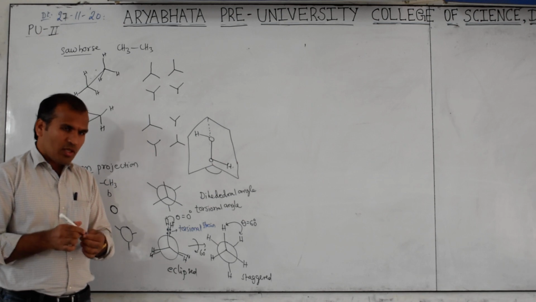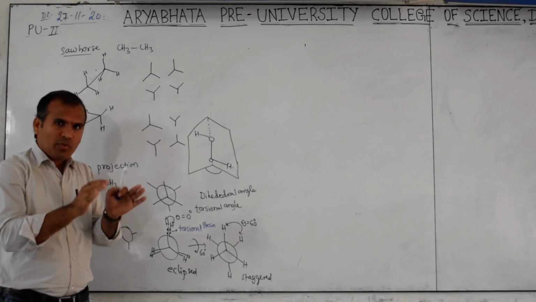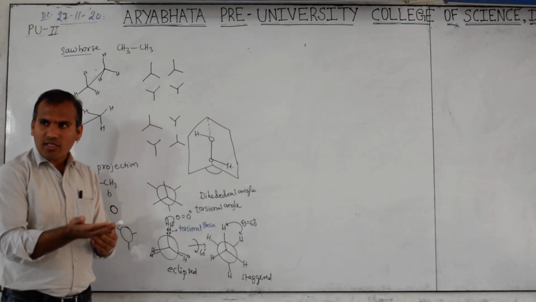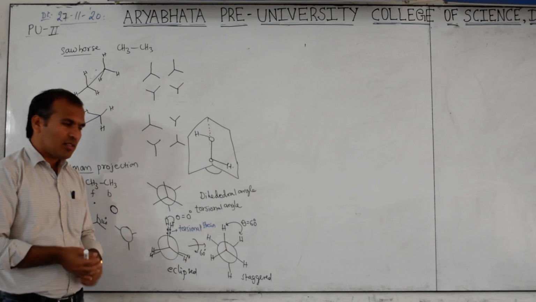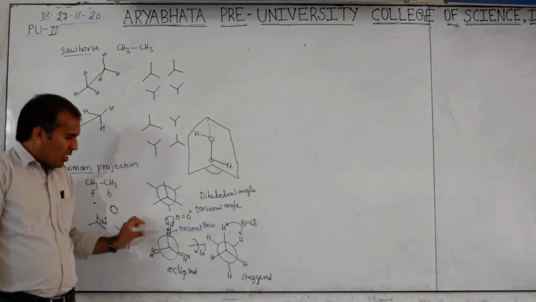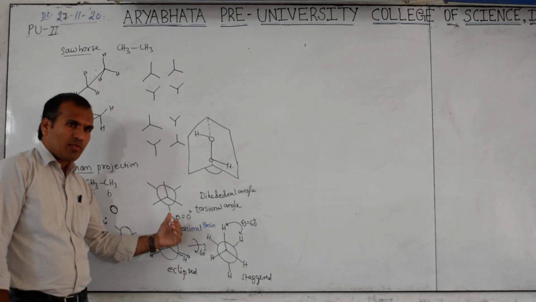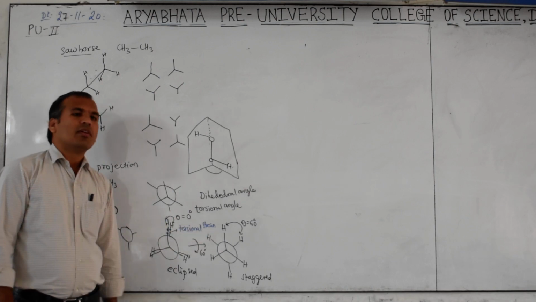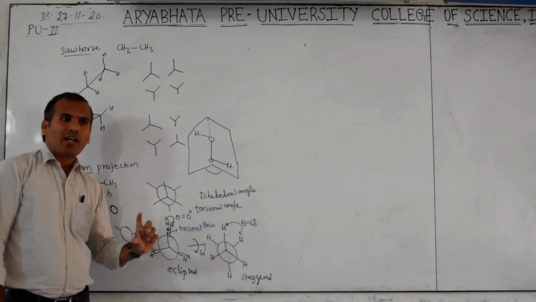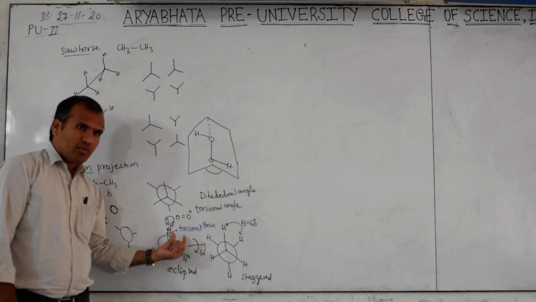Why does energy increase? To stabilize that, we have to use some extra energy, because there is already repulsion. To stop that repulsion, we have to use some energy. Then energy automatically what happens? Increases. So this is called torsional strain. Torsional strain means what is that? The bond pair of electrons in the front carbon and back carbon, that repulsion is known as torsional strain. Otherwise, a simple definition is the repulsion between the front and back carbon CH bonds.